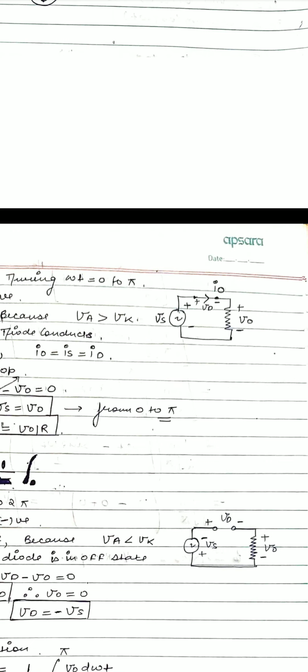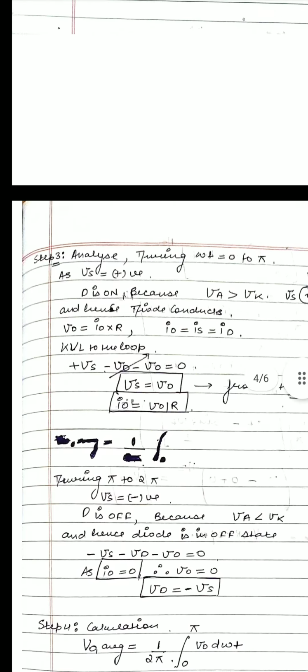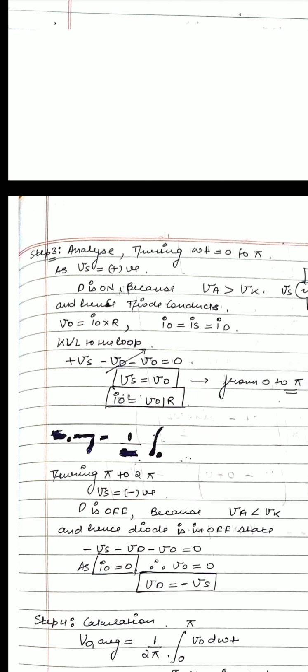And also we can apply KVL to the loop. If we apply KVL to the loop, you can see that VD is equal to 0, on state voltage drop across the diode is 0, because we have assumed the diode as ideal diode. So from here we can see that supply voltage is equal to the load voltage.